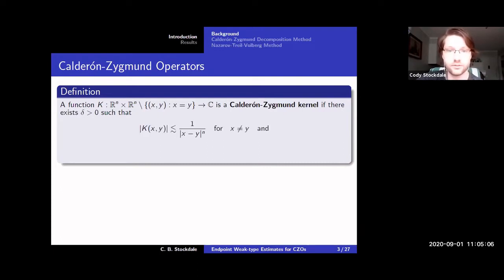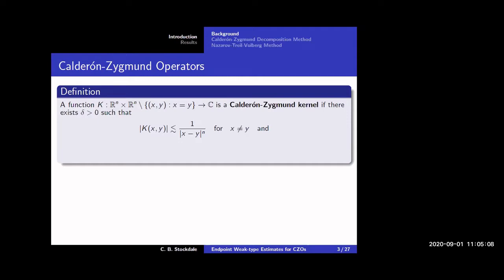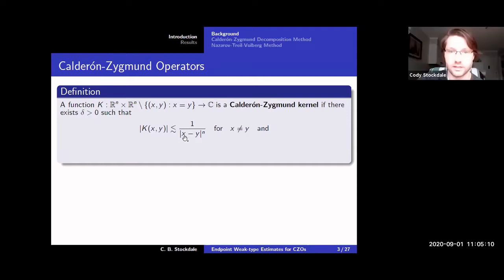So the one property is the size estimate. It has to have some decay. As you can see, you can't allow x and y to be the same because then you'll be dividing by 0 and the world will end. So it has a singularity on the diagonal, and also it just barely fails to be integrable when x and y are infinitely far away. So it just barely fails to be integrable at infinity.